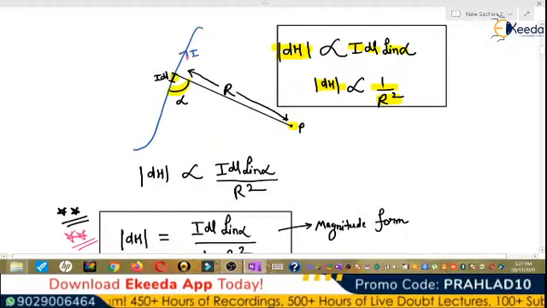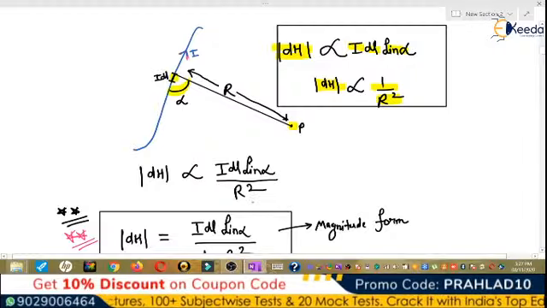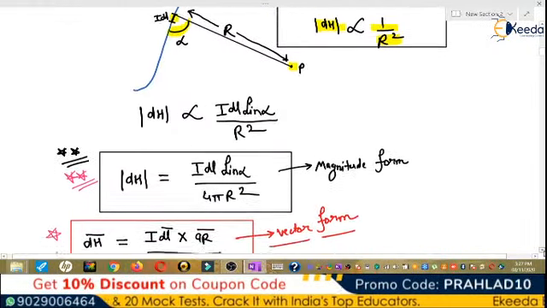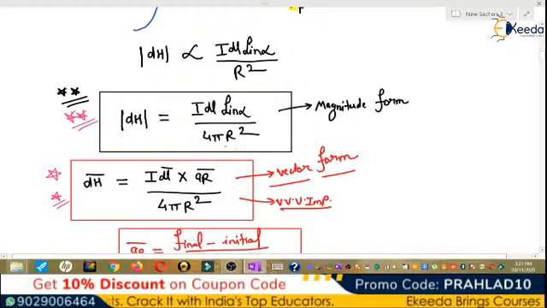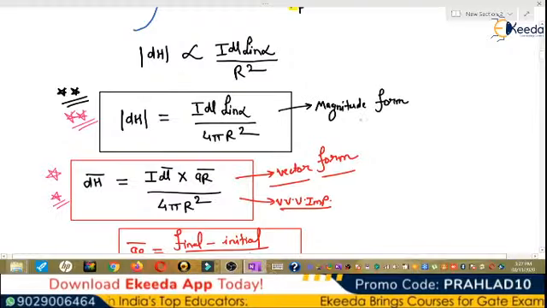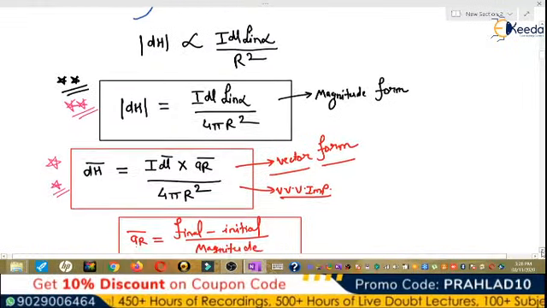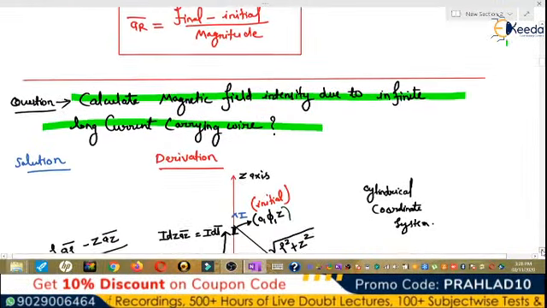So this is differential current carrying element, it is I dl, and this is angle alpha. So mod of dH is proportional to I dl sin alpha by r square, and when we remove proportionality, so mod of dH is I dl sin alpha by 4 pi r square, and this is the magnitude form. When we talk about the vector form, then it is I dl vector cross a_R vector by 4 pi r square. This is the vector form where a_R vector is final minus initial by magnitude.